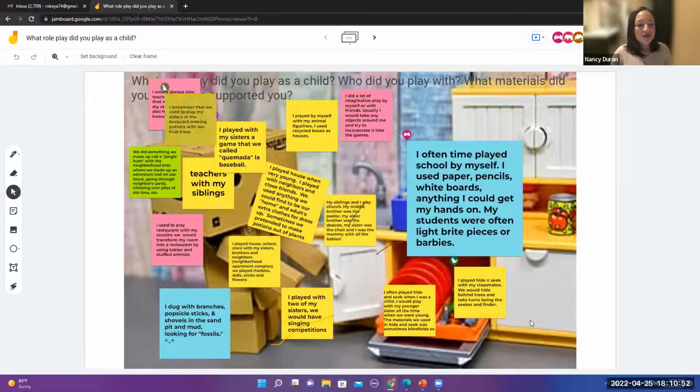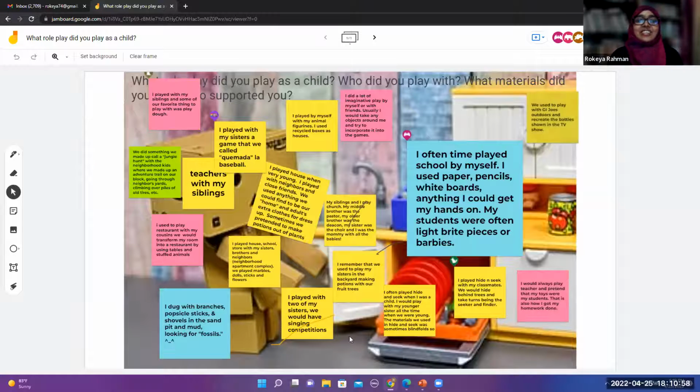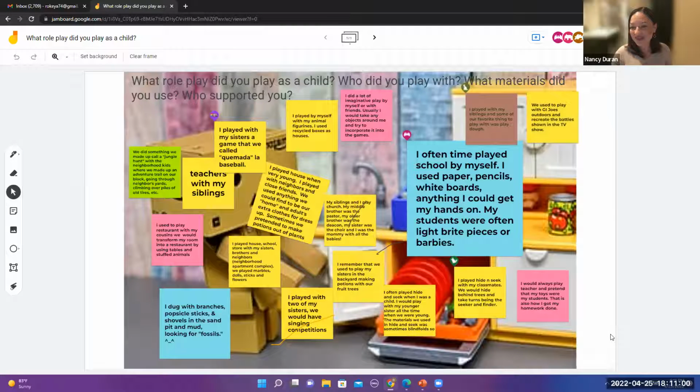Okay, I'm also going to share what they've shared on the chat box. Alejandra shared she played doctor and chef. Maggie shared she played doctor and patient. Carol said she played alone with her dolls and she was the mommy as well. Another said, I used to play grocery stores with my siblings. And what else have they shared?